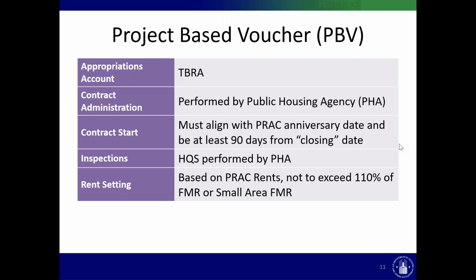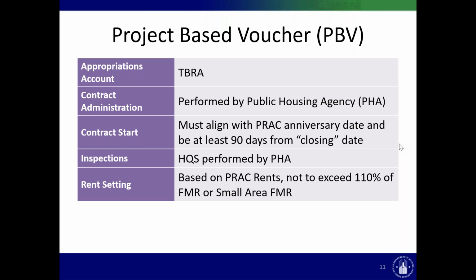Due to some of the limitations in the RAD statute and how HUD would move funds to fund the new HAP contract by transferring funds across appropriation accounts, any PBV conversions will have contracts with delayed start dates. So the new PBV HAP contract, following the completion of all conversion closing requirements, would need to align with the PRAC anniversary date and be at least 90 days from the closing date. So in some cases, that'll be half of a year, up to a year before the new HAP contract could begin.